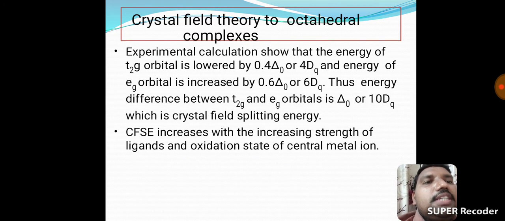Next one, CFSE values 0.4 del O and 0.6 del O. The T2g CFSE value is 0.4 del O. The Eg CFSE value is 0.6 del O. The total del O is nothing but the octahedral crystal field splitting energy. This is the diagram of the octahedral complex. In an octahedral complex, dx square minus y square and dz square have higher energy, and dxy, dyz and dxz have lower energy.